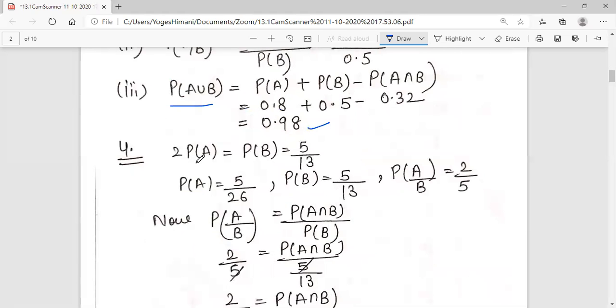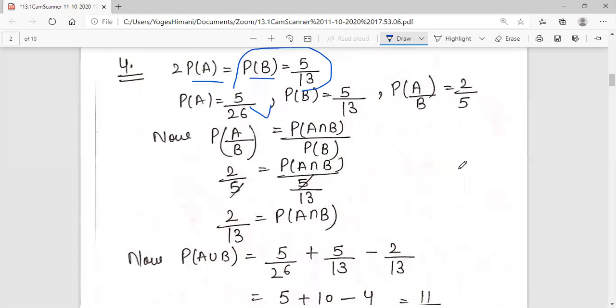Question number 4, double of probability A is equal to probability of B is equal to 5 by 13. It means they want to say probability of B is 5 by 13. And what is probability of A? 2 will go in the division, 5 by 26. And probability of A by B is given 2 by 5. And what do we have to find? A intersection B.